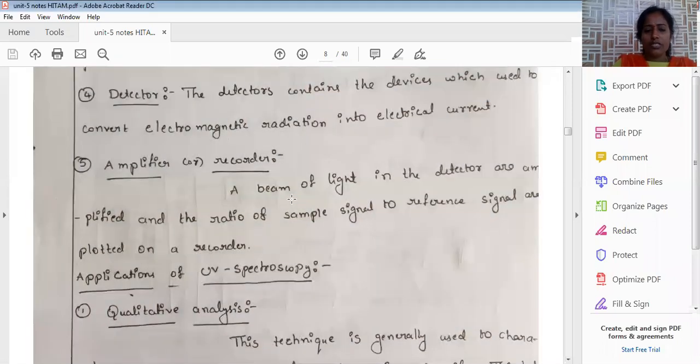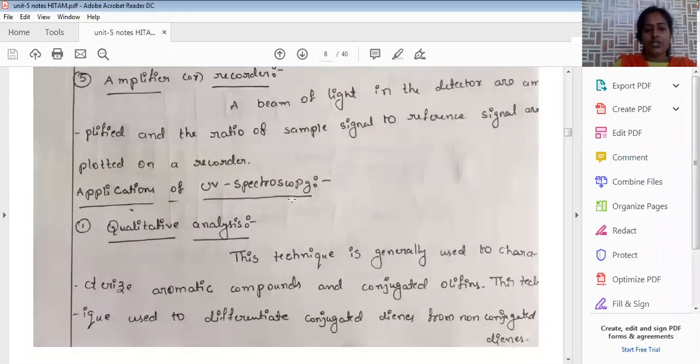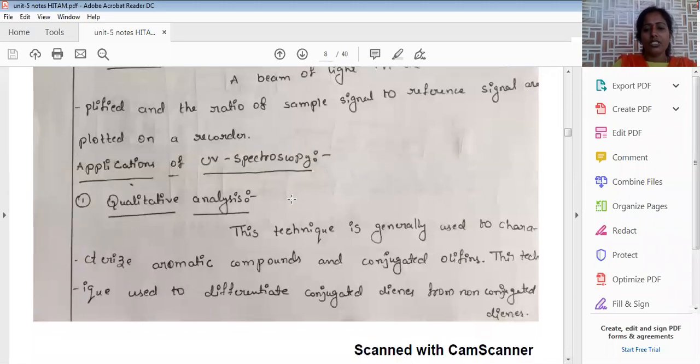Now we are going to discuss the major applications of UV visible spectroscopy, in which fields it is applied. In qualitative analysis, it tells whether the given compound is aromatic or aliphatic, and UV visible spectroscopy is especially used to determine or identify conjugated systems present in the given compound.